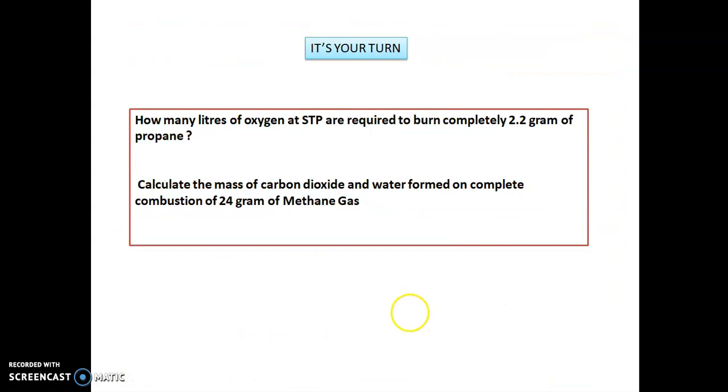So now it's your turn to calculate these two problems. First problem is how many liters of oxygen at STP are required to burn completely 2.2 gram of propane. Here burning is there, so you have to first write the balanced chemical equation. And second example, calculate the mass of carbon dioxide and water formed on complete combustion of 24 gram of methane gas.